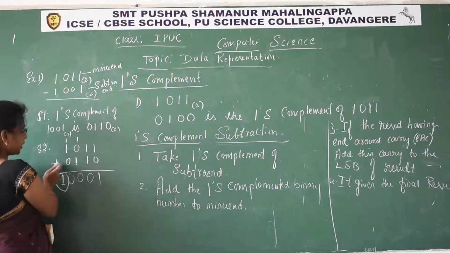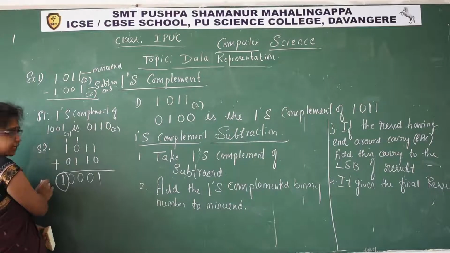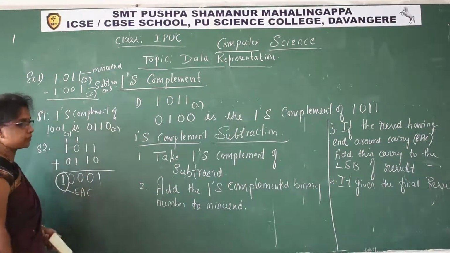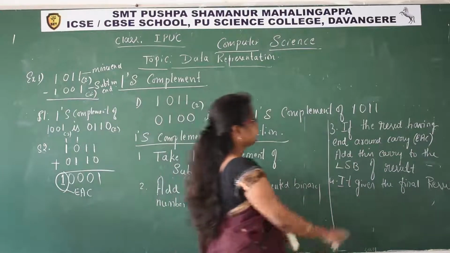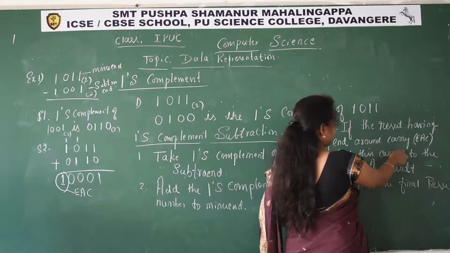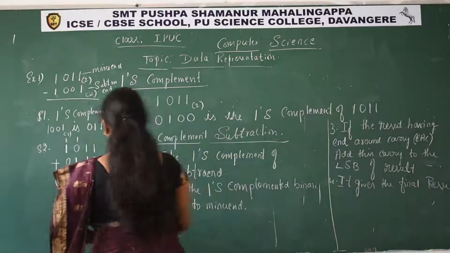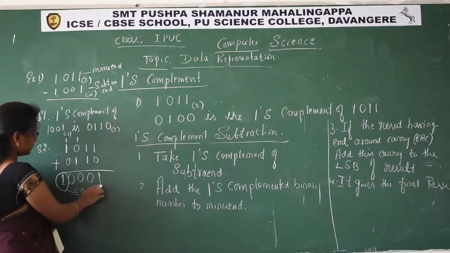That is, if a carry is left over beyond this range, it is called end around carry, EAC. If the result has an end around carry, add this carry to the LSB of the result. LSB means least significant bit.